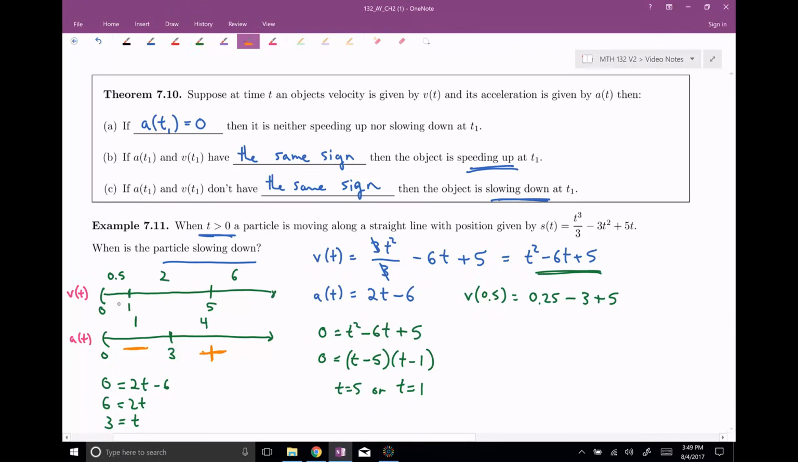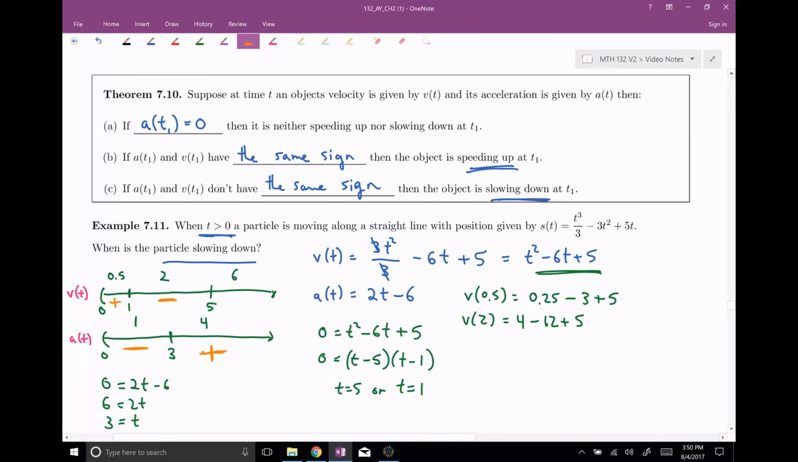So in this case, we have positive. All right, what about if I plug in 2 as my next test point? So the velocity at 2, that's going to give me 4 minus 12 plus 5. And so I'm going to have 9 minus 12, that's negative 3. That's certainly negative. So between 1 and 5, it's going to be negative.